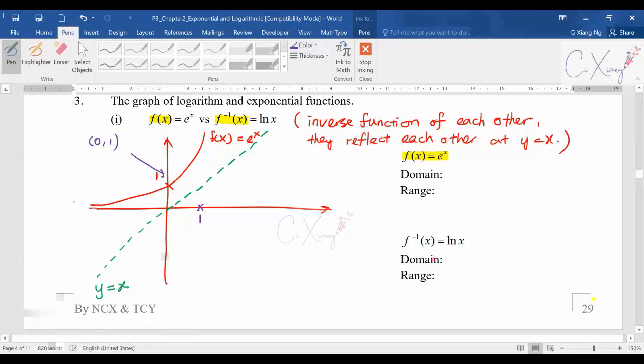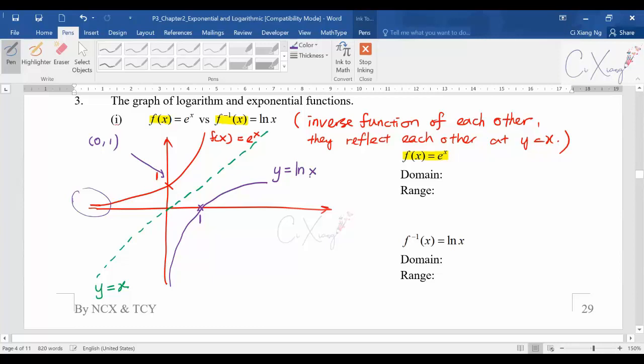Then for the graph here, it is getting very close to the x-axis, but it will not touch the x-axis. When you reflect it through the line y equals x, your graph will be very, very close to the y-axis, just like the x-axis before. So now it's the y-axis, but you will not touch the y-axis. So your graph will come from this part, go up, pass through 1, and look something like this.